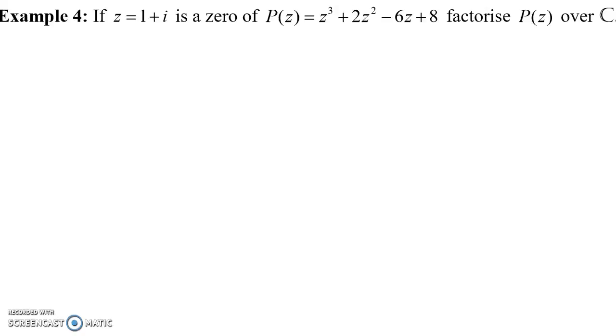Alright, this is example 4. If z equals 1 plus i is a 0 of p of z equals z cubed plus 2z squared minus 6z plus 8, factorise p of z over the complex number field. Alright, so p of z has real coefficients.